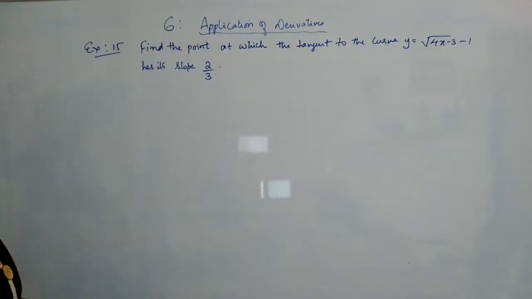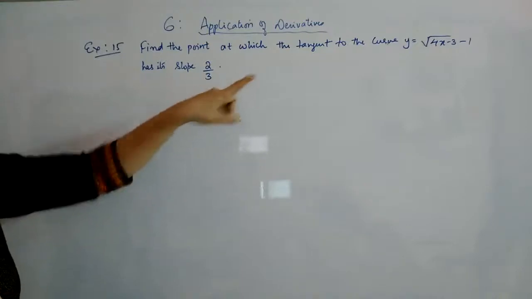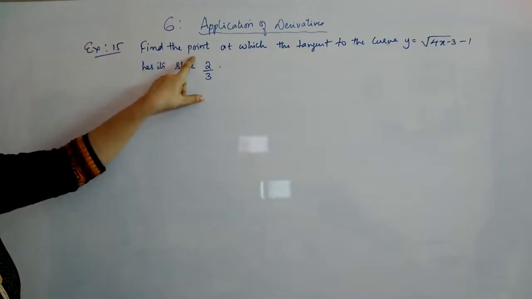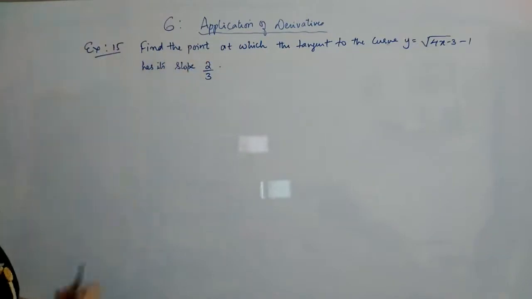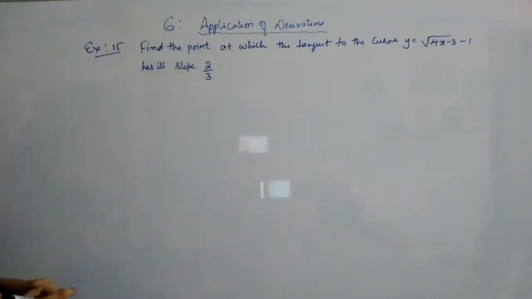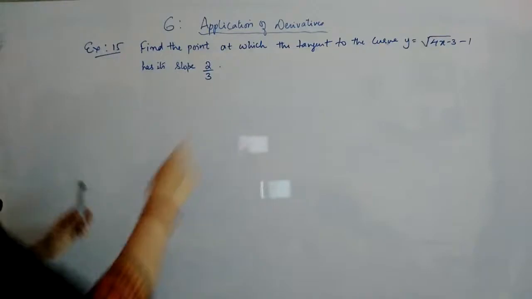The 15th example is: find the point at which the tangent to the curve y equal to root of 4x minus 3 minus 1 has its slope 2 by 3. So slope is given and the curve is also given. So what we have to do is find out the point x comma y where it is a tangent, that is, where the curve touches the tangent. That point of contact you have to find out. So first we will find out what the slope of the tangent is using the curve.